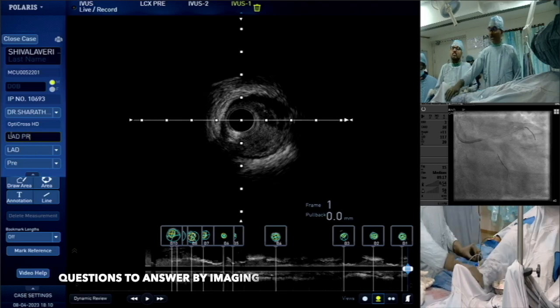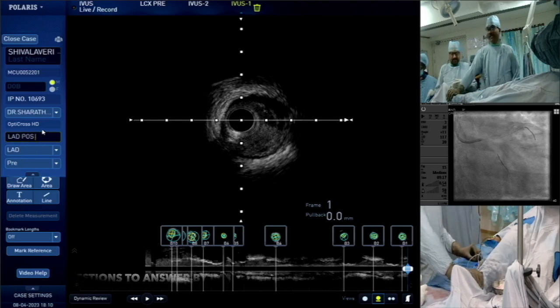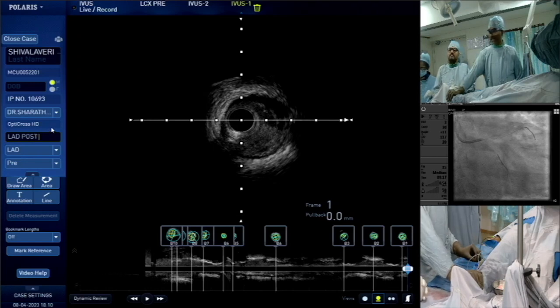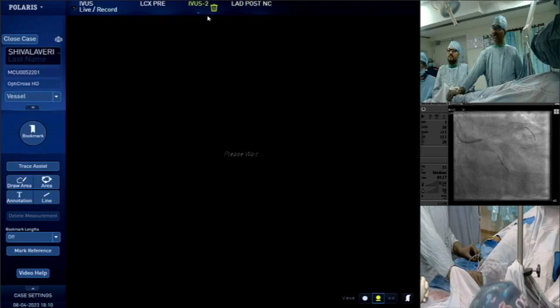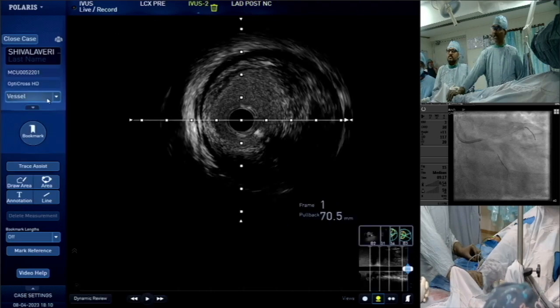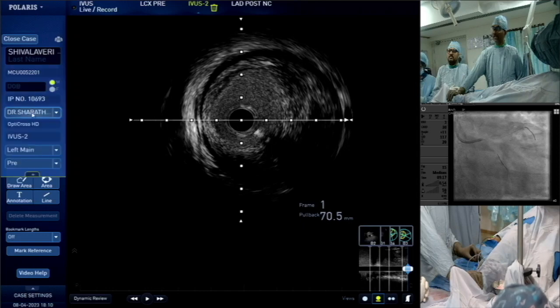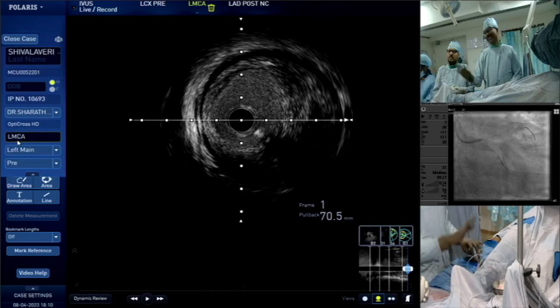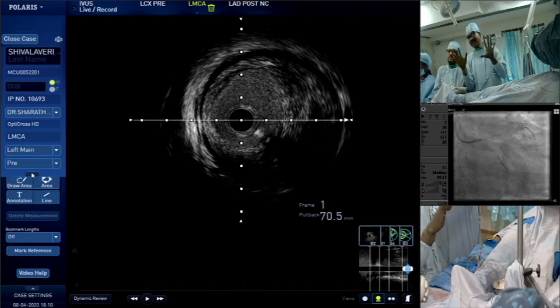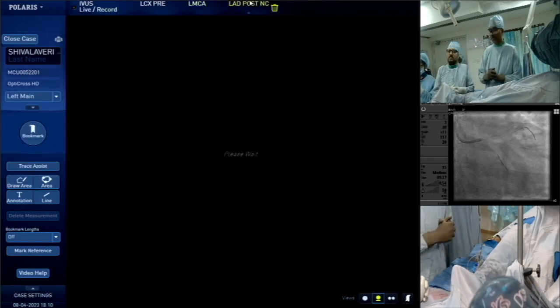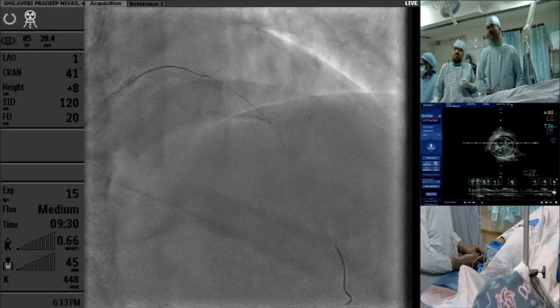So we did IVUS from both LAD and LCX, which we will start analyzing systematically, and then we'll answer all the questions which we have. I need to answer what is the ostial LCX area, and do I really need to protect it if I have to stent from LMCA. So these are the questions which I have to answer in IVUS before jumping on to the strategy.